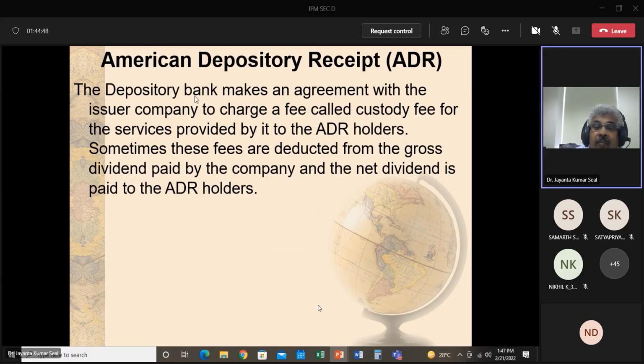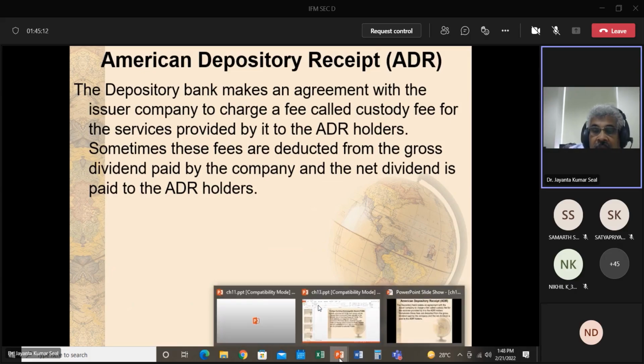The depository bank makes an agreement with the issuer company to charge a fee called custodian fee for the services which are provided to the ADR holders. Sometimes these fees are also deducted from the gross dividend. So whatever dividend is paid by the company, they deduct their services from that, and the remaining amount is paid to the ADR holder in the form of dividend.